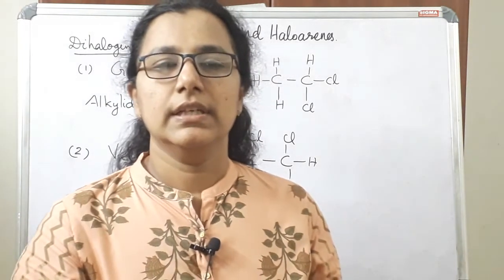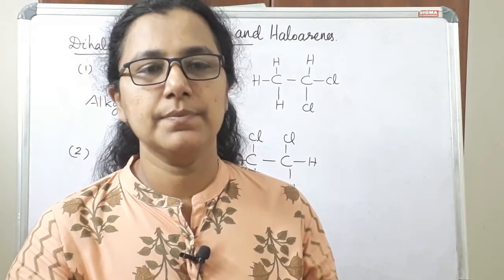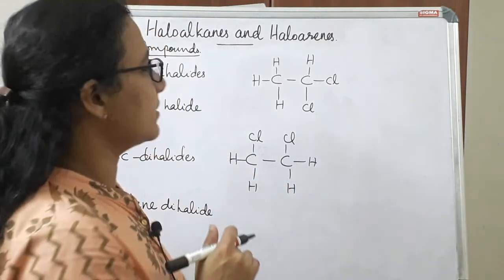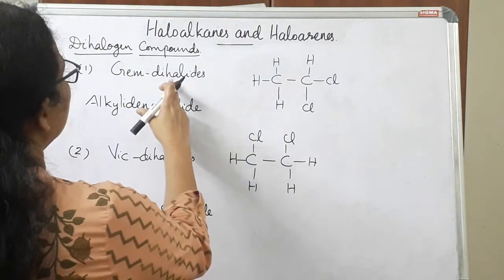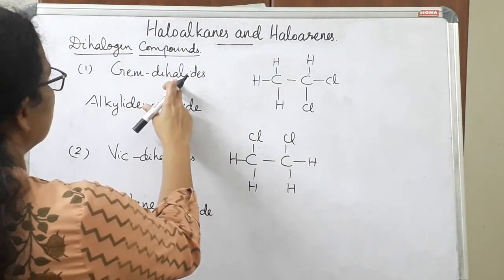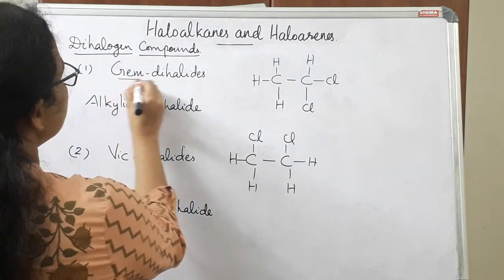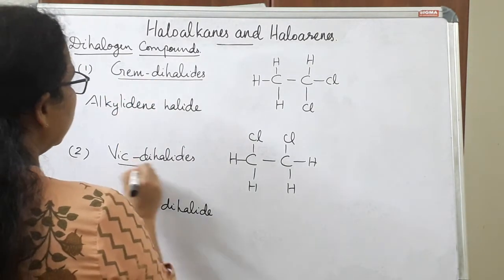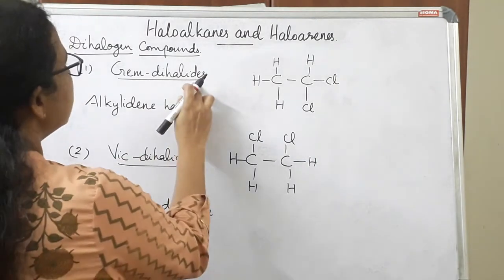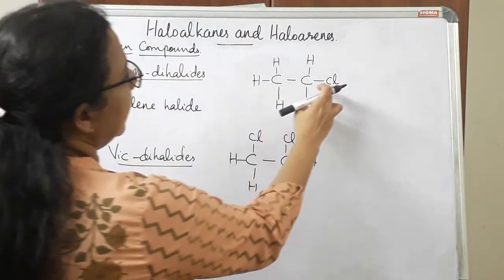Hello students, let's see two different types of dihalogen compounds. There are two different types: one is gem dihalides and the other one is vic dihalides. Gem dihalides and vic dihalides. Actually, gem dihalides are dihalo compounds.